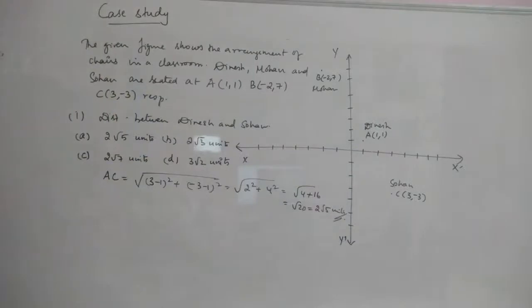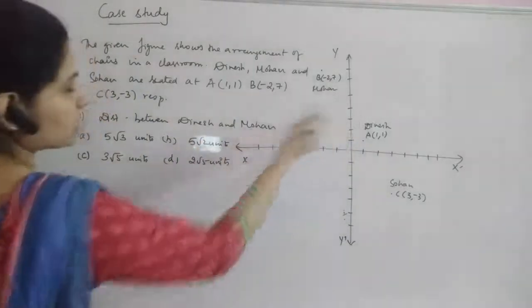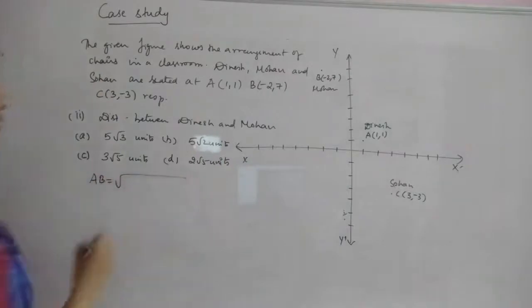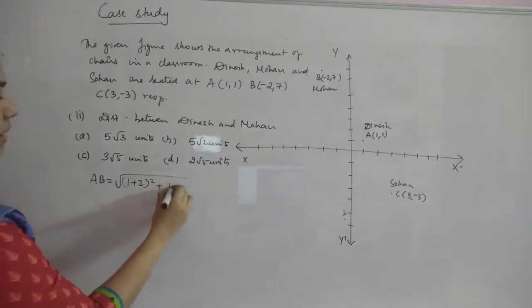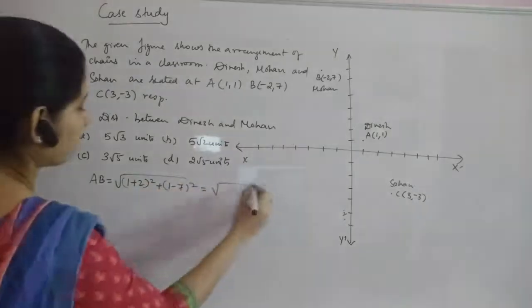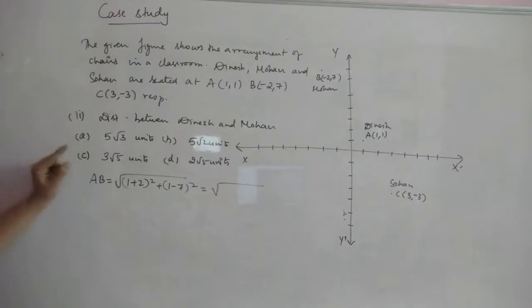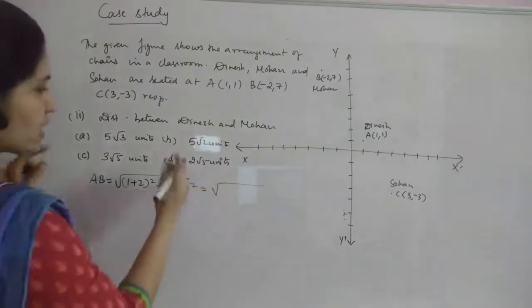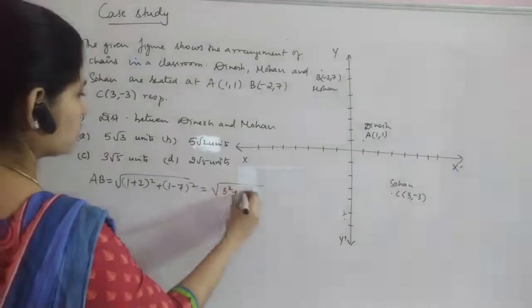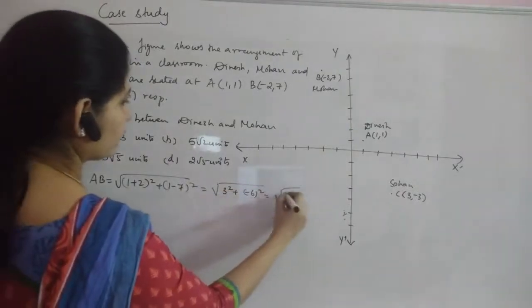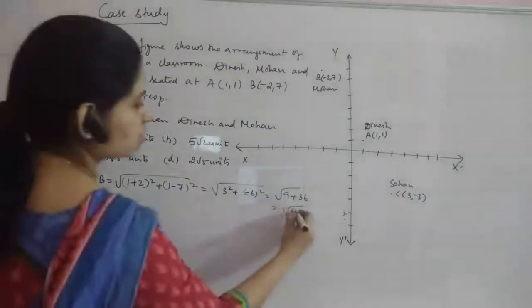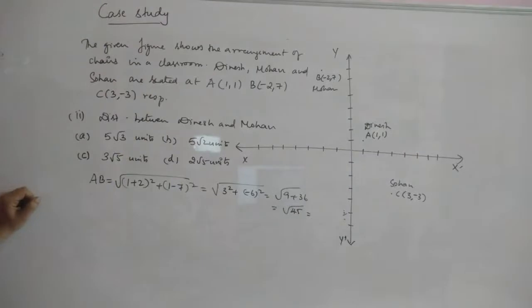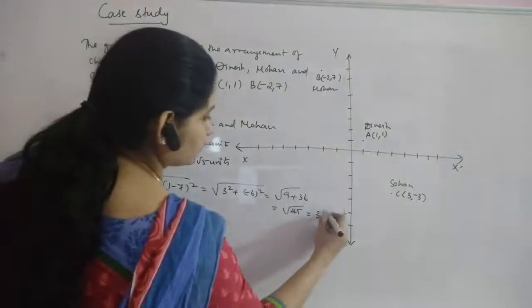Okay. Dinesh and Mohan is AB. Find out what is AB. Root of 1 minus minus 2, 1 plus 2 the whole square plus 1 minus 7 the whole square. Starting the problem, at least once you have to write the formula. No need to write it in each subdivision. 9 plus 36. So what you are getting here? Root 45, which is equal to, yes, many of you have got the answer, 3 root 5 units.